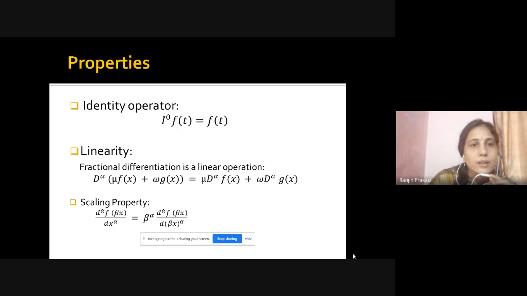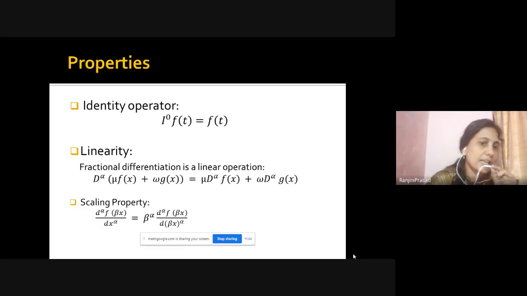So are there any properties in fractional calculus? Like our ordinary differential equation and partial differential equation, here also we have some properties. They are also developed by different mathematicians, not by a single mathematician. Also, it can be applied for that definition sometimes. So the identity operator, this is the same for everything: I power 0 f of t equal to f of t. So it is the identity operator. Then linearity is also proved. Fractional differentiation is a linear operation. Like what we have done in ordinary differential equation, we can write for fractional also.